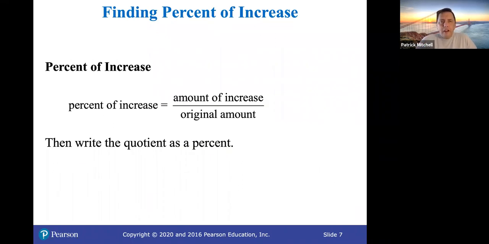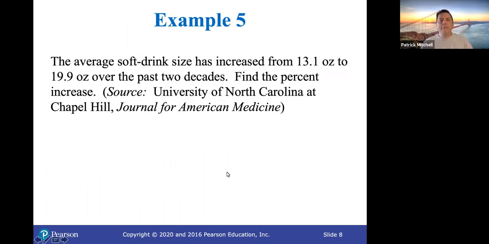All right, moving on to percent increase and percent decrease. Percent increase is defined as the amount of the increase over the original amount. And then you write this quotient as a percent. So for example, the average soft drink size has increased from 13 1/10 ounces to 19 9/10 ounces over the past 2 decades. And they want us to find the percent increase.